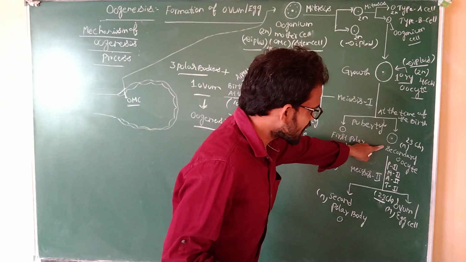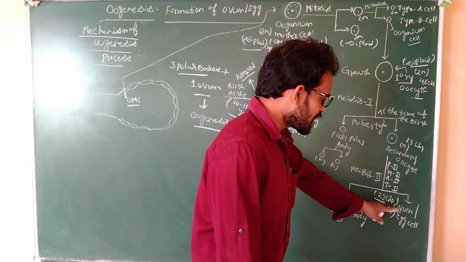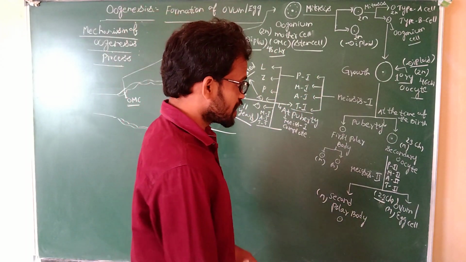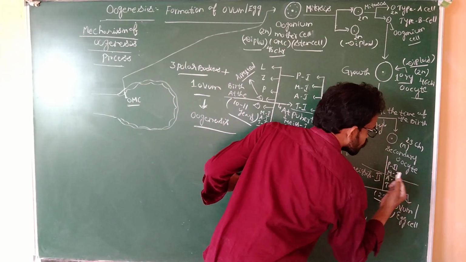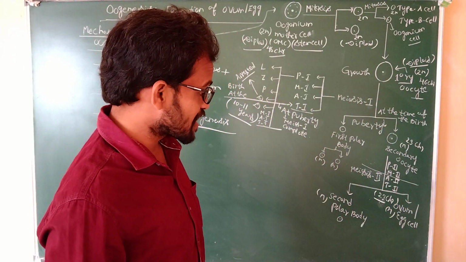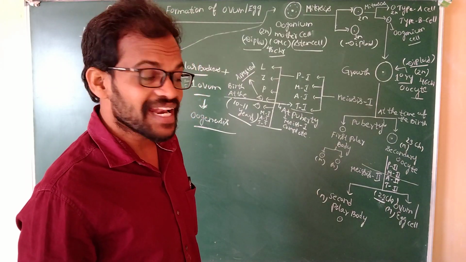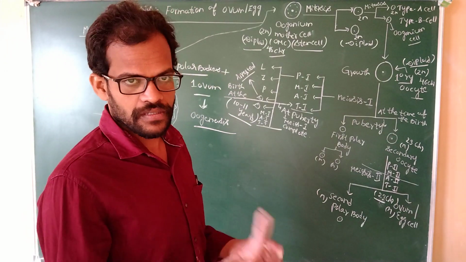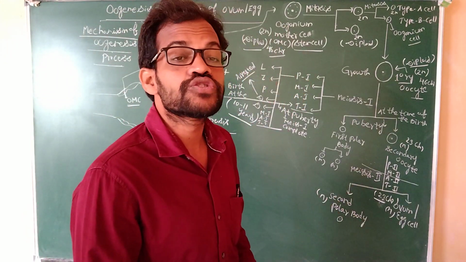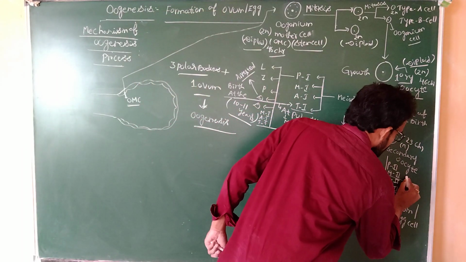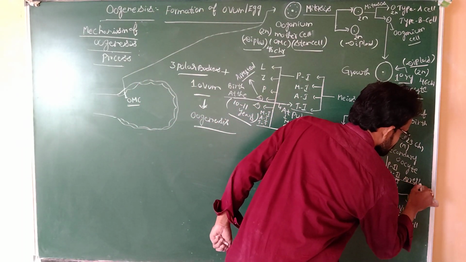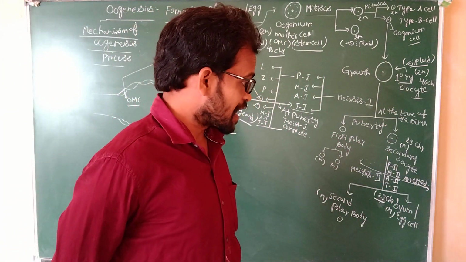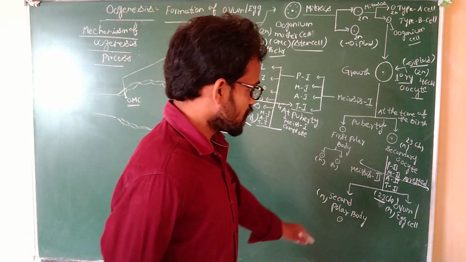Once the secondary oocyte is modified into the second polar body and the egg cell, meiosis 2 starts. Prophase 2 and metaphase 2 are completed. The metaphase 2 is arrested. This secondary oocyte is arrested.